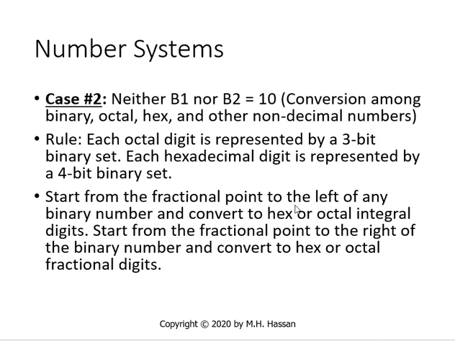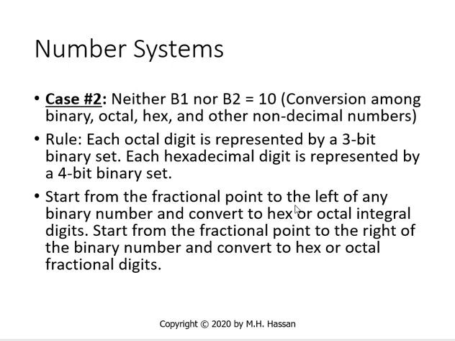Case number 2, when neither B1 nor B2 is equal to 10. This is a conversion among binary, octal, hex, and other non-decimal numbers. The rule: each octal digit is represented by a 3-bit binary set, and each hexadecimal digit is represented by a 4-bit binary set. We start from the fractional point to the left of any binary number, and we convert to hex or octal integral digits. We start from the fractional point to the right and convert to hex or octal fractional digits. So we will group the bits as sets of 3 for octal, and as sets of 4 bits for hexadecimal.